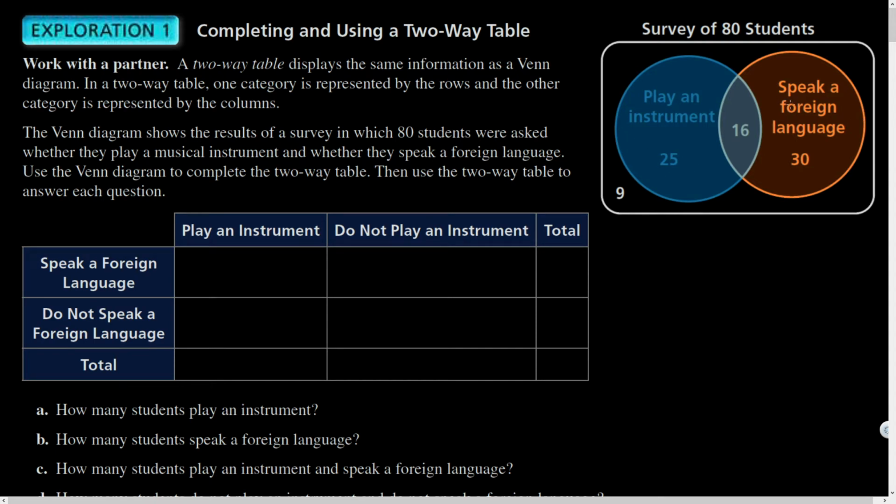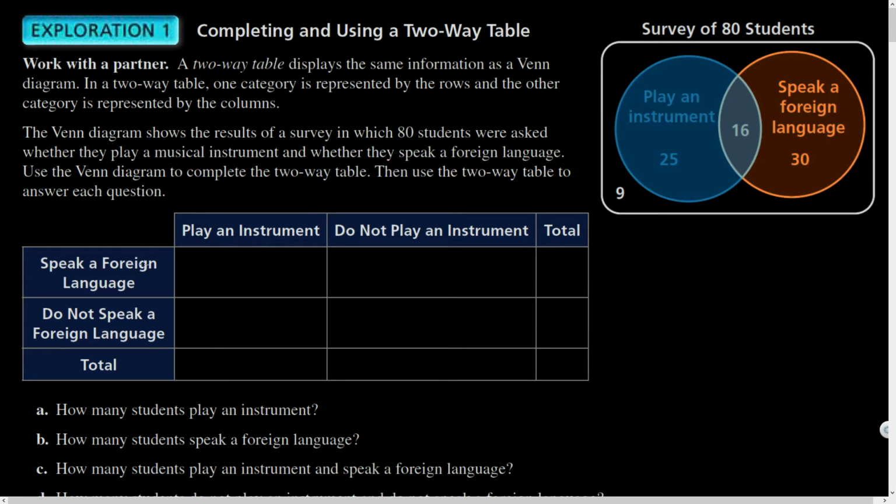So here's a Venn diagram, a survey of 80 students, and you might be like, wait a minute, 30, 16, 25, I don't know what that adds to, but it doesn't add to 80 because there's 9 students who didn't answer either of the questions in the circles affirmatively, and so they were in neither category. They were on the outside of the circles. But if I add up all 4 of those numbers, theoretically, that should be 80. So let's see if I can take this information and turn it into a two-way table.